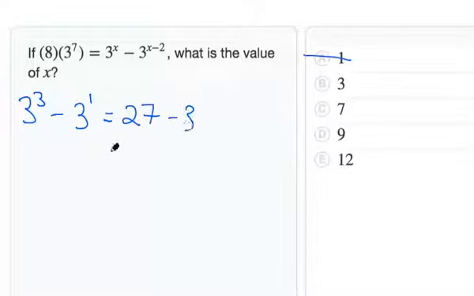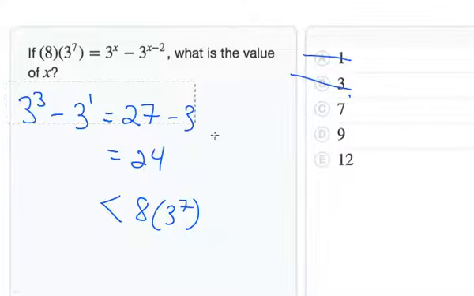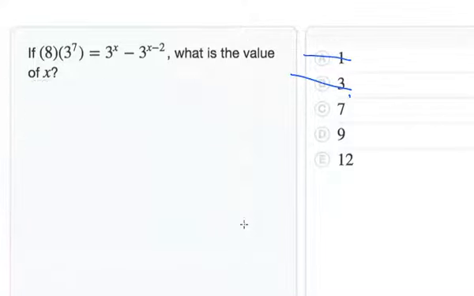Now comparing this to 8 times 3 to the 7th, 24 is going to be much less than 8 times 3 to the 7th, because if we think about it, 24 is just 8 times 3 to the 1, so if we have 3 to the 7th, this number is going to end up being a lot larger. So they're actually not equal, so we can also rule answer choice B out. Let's go ahead and try the next answer choice.